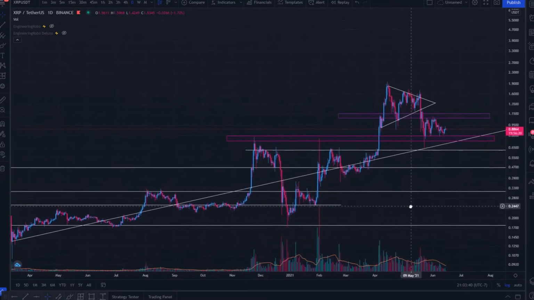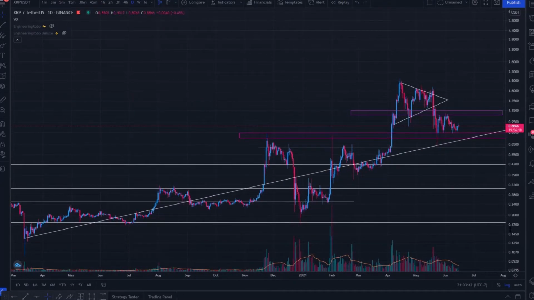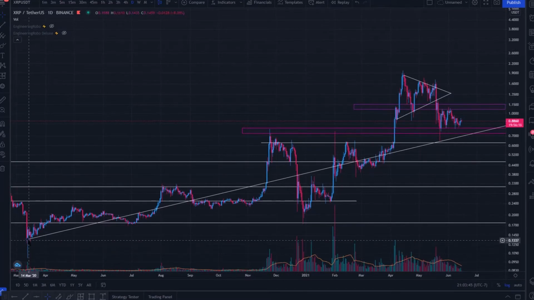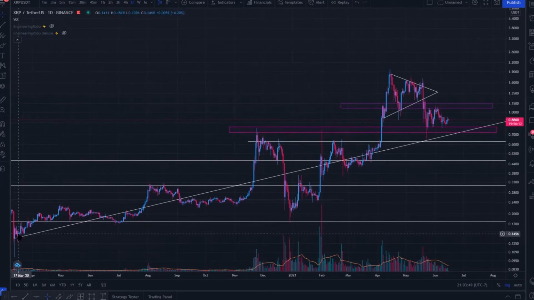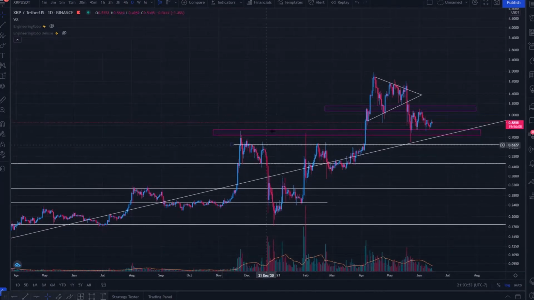Now, jumping right into it to recap: price action has interacted with this ascending trend line since the 13th of March of 2020. We do have price action above and below that's supporting the uptrend here. We do have an example.